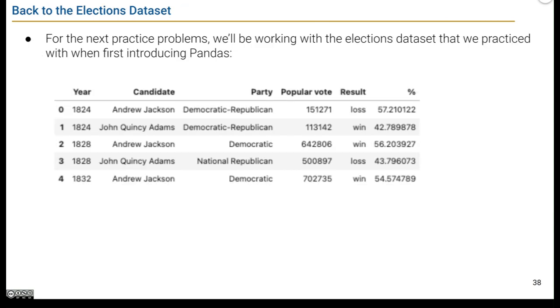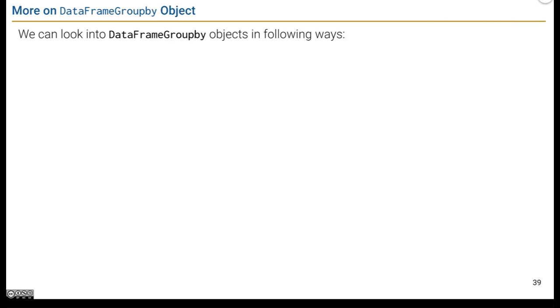All right, let's move to another data set. We're going to go back to the elections data set for the next few problems. This is just a reminder, this is data from US elections, including the candidates, the party, and then the percentage of votes and the number of votes they got.